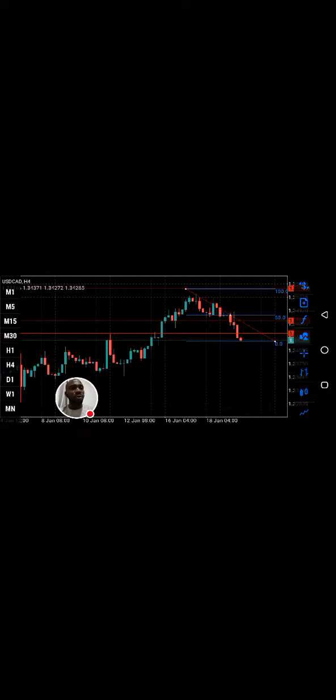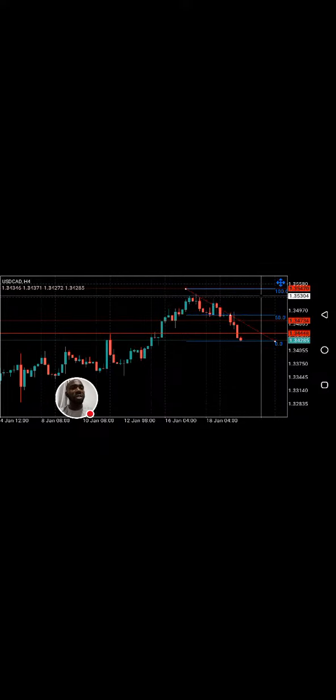If you wait for price to pull back above level 50, your risk will be very low, maybe between 30 and 40 pips, and you can aim for 70, 80 pips. Hope you get that.